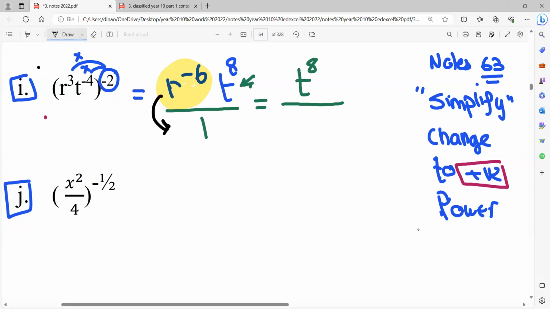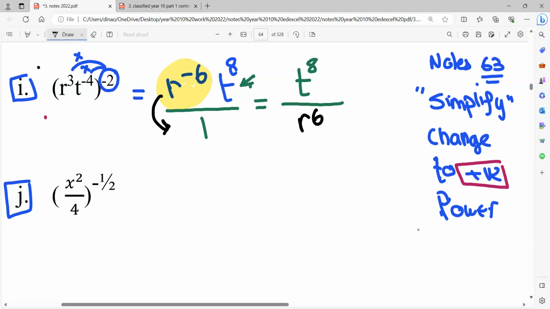Since the r is on top and its power is negative, and I want to change this power from negative to positive, I change its position in the fraction. So by shifting the r to the denominator, as you can see over here, it changes into positive power.